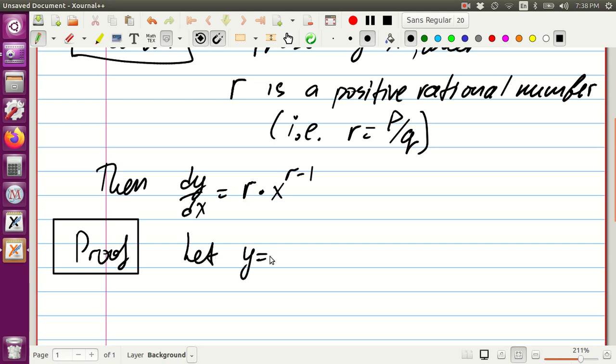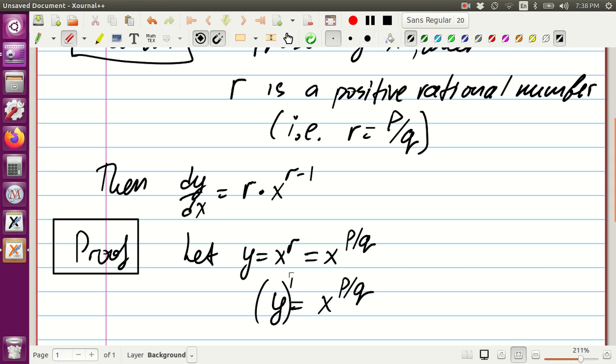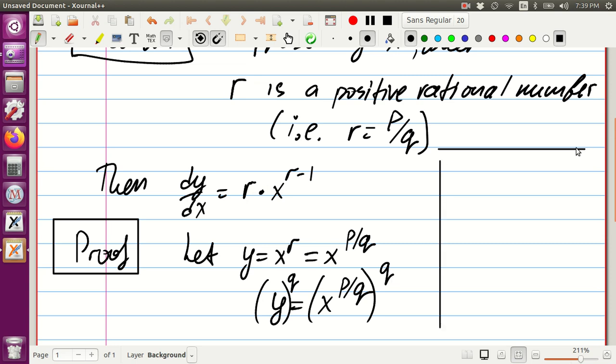Let y equal x to the r, or in our notation x to the p over q. So what we can do, we can take y equals x to the p over q and we can raise both sides to the power q. So let's quickly review the rule for the exponents. If we have x raised to the n, which is raised to the m, the rule says this is x to the n times m.